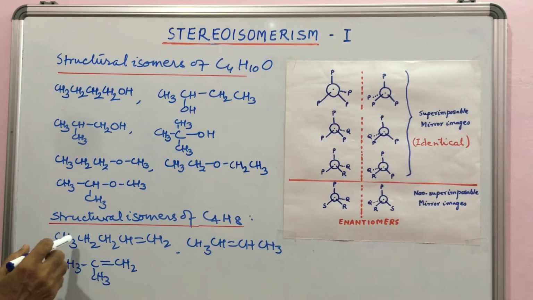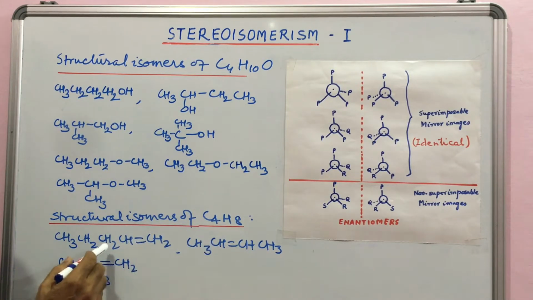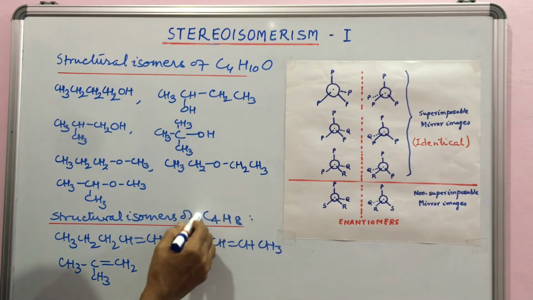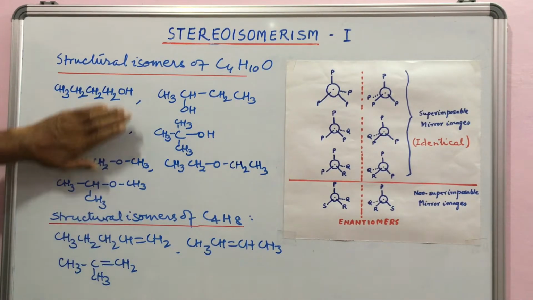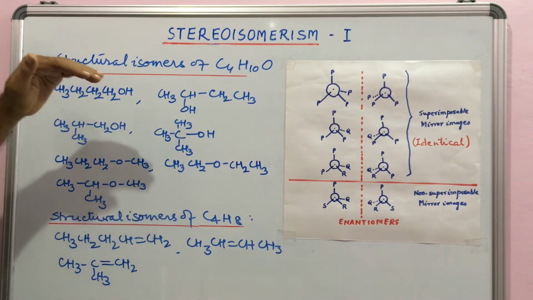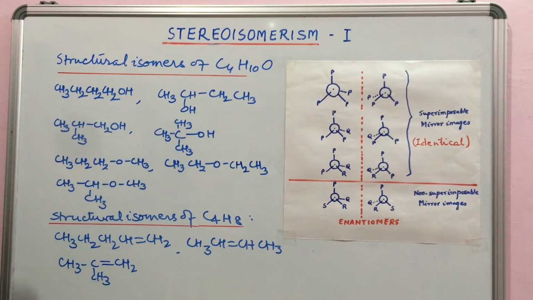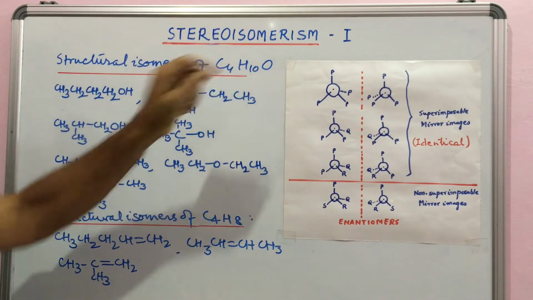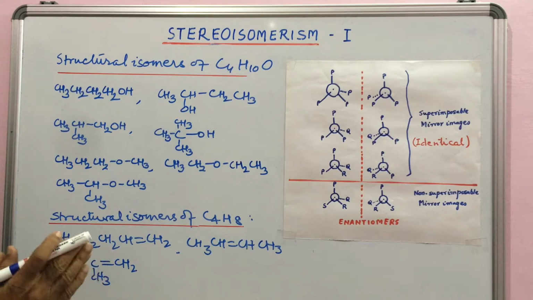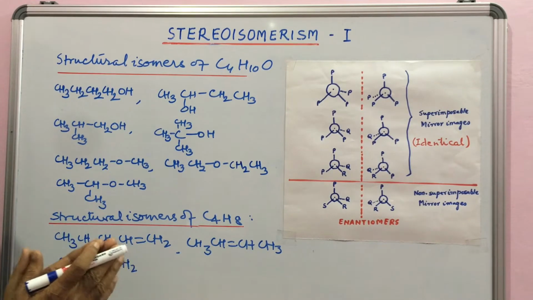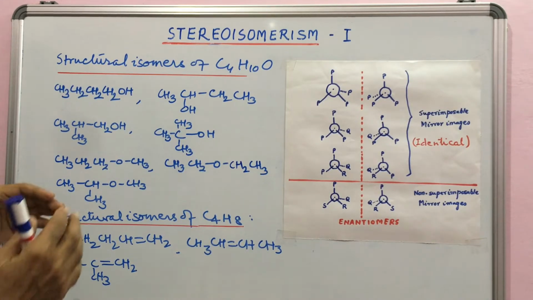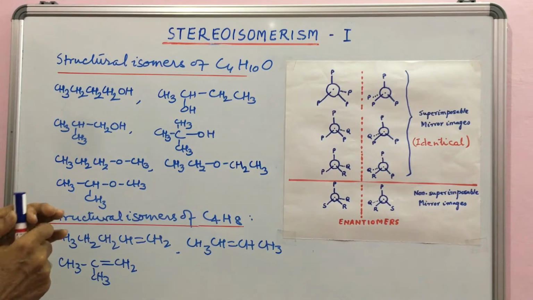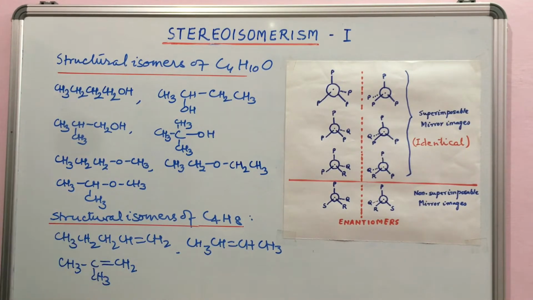Similarly, for butene 1, butene 2 and isobutene, the molecular formula is C4H8. They are structural isomers having different arrangement of atoms. But in stereoisomerism, you have the same structural arrangement of atoms, but a different spatial arrangement. That is, the arrangement in space differs.